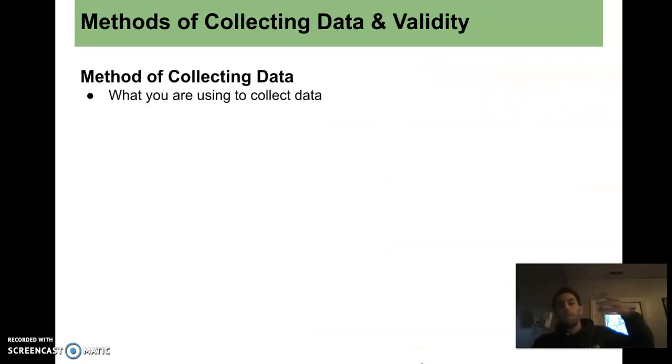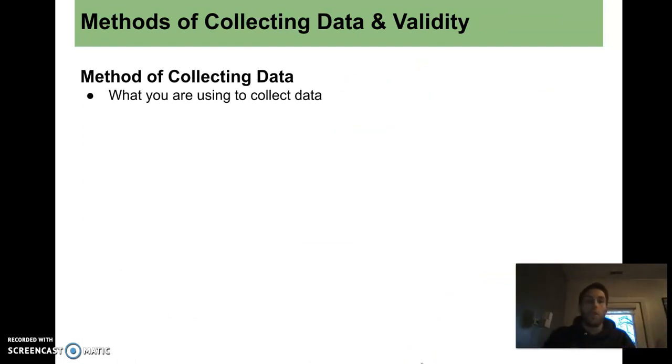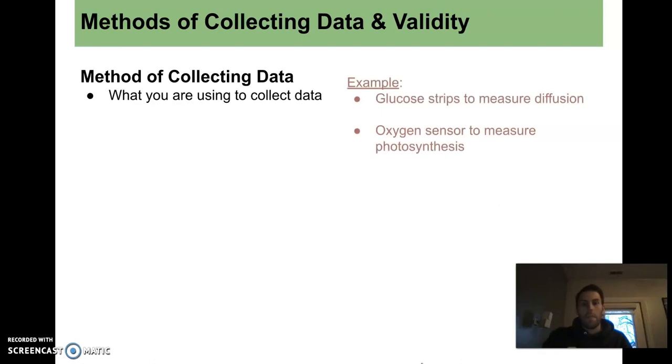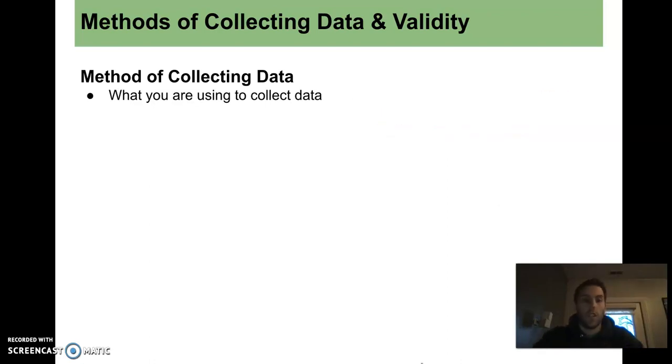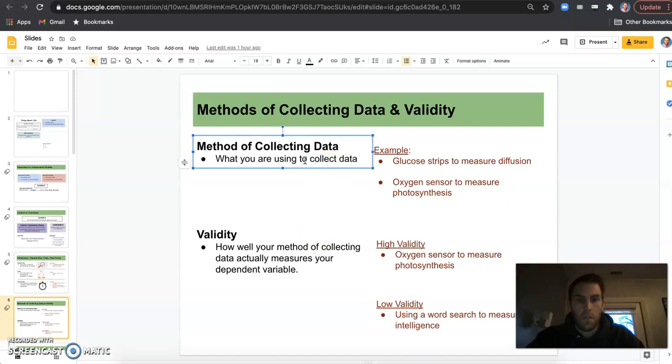All right, then we have our method of collecting data. We've talked about this before. It's just what we're using to collect data, or specifically what we are using to measure our dependent variable. What are you using to measure your dependent variable?